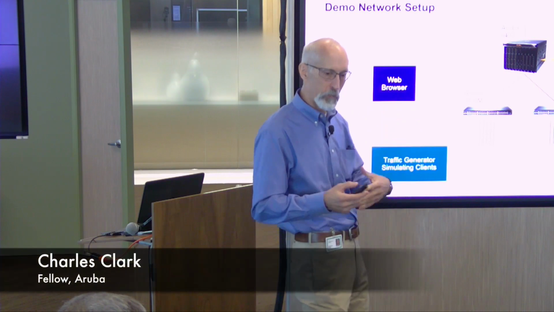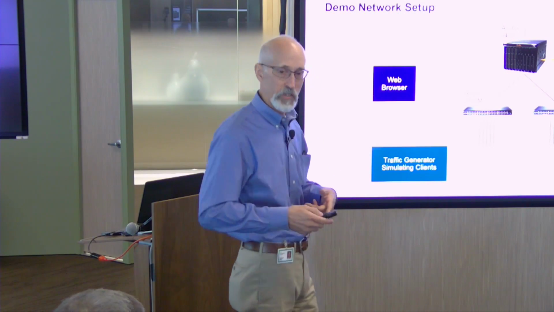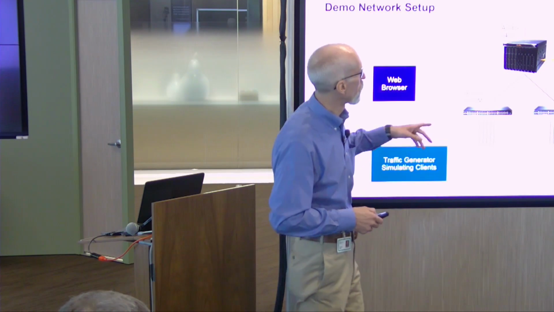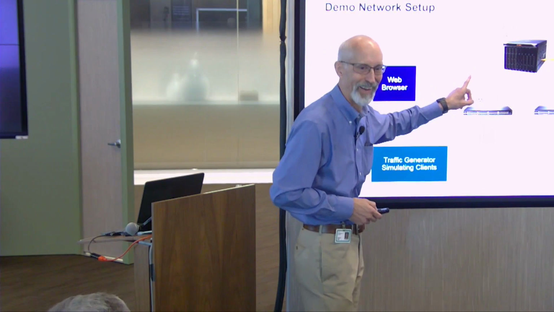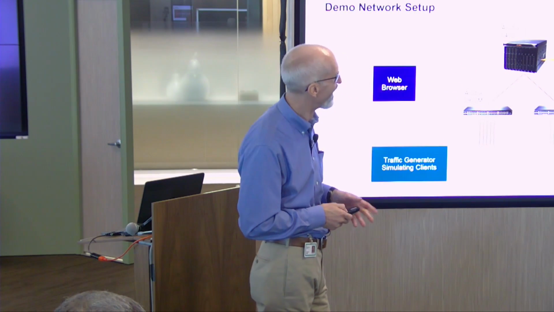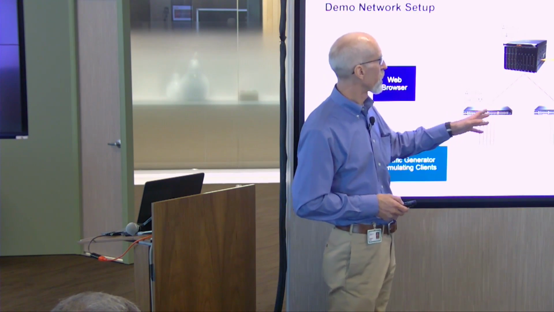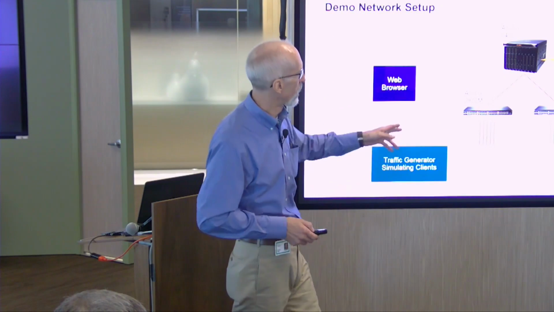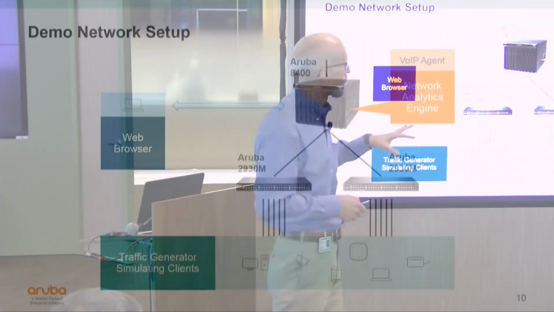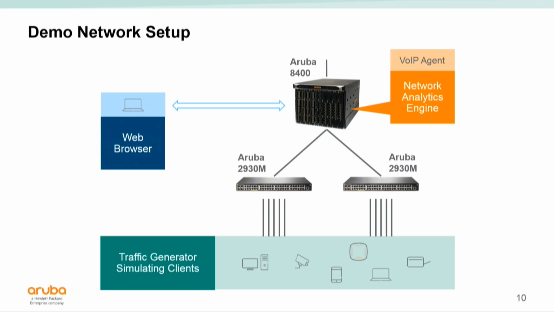We've got an 8400, so we'd be looking at the web interface of a real 8400 on a network. You'll see its IP address, and you can try to get to it, but you won't be able to. It has connected to it only a couple of access switches, two 2930Ms. So we don't have a large network, but we've got a little example network that we can use. And then we've got a traffic generator down here that's pumping traffic into this little network.